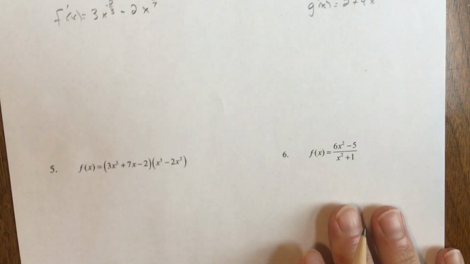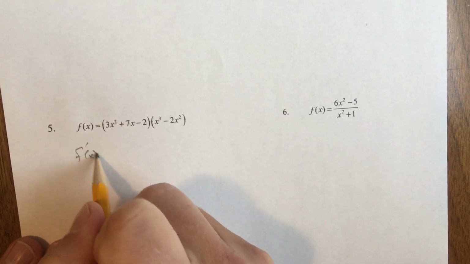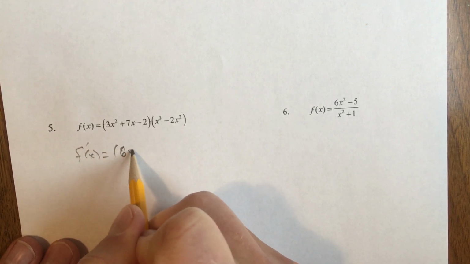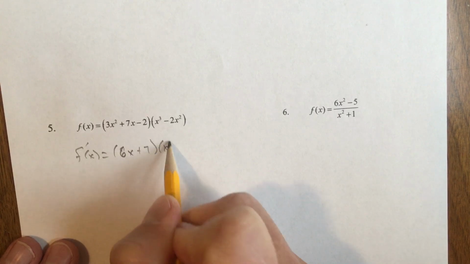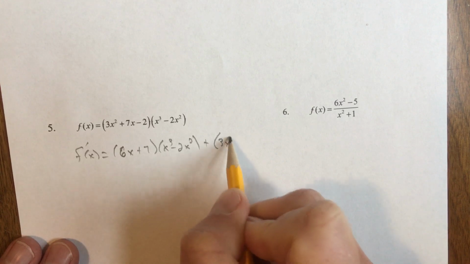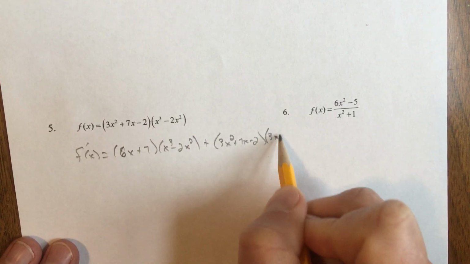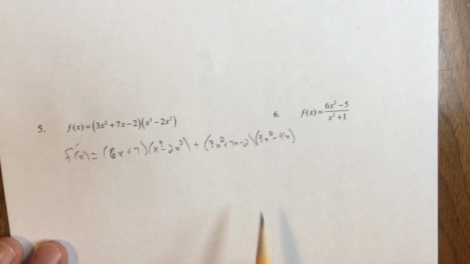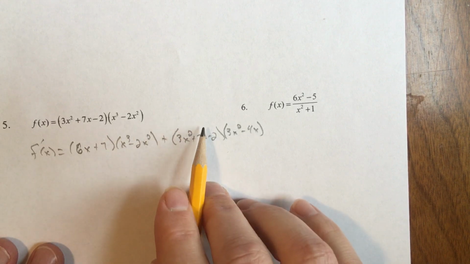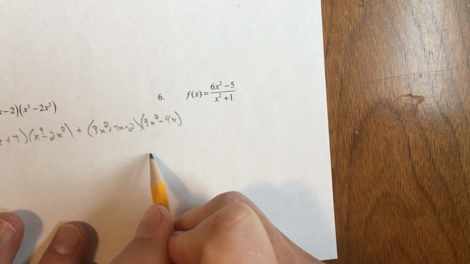Okay. For number 5, you could FOIL all that out, but we have a product rule, so I'm just going to use the product rule. Derivative of the first is 6x plus 7. Leave the second function as is. Plus, now leave the first function as is, times the derivative of the second, which is 3x squared minus 4x. Right, so all of that: derivative, leave the second one alone, plus leave the first one alone, derivative of the second. Okay. For number 6, we'll do this down here.